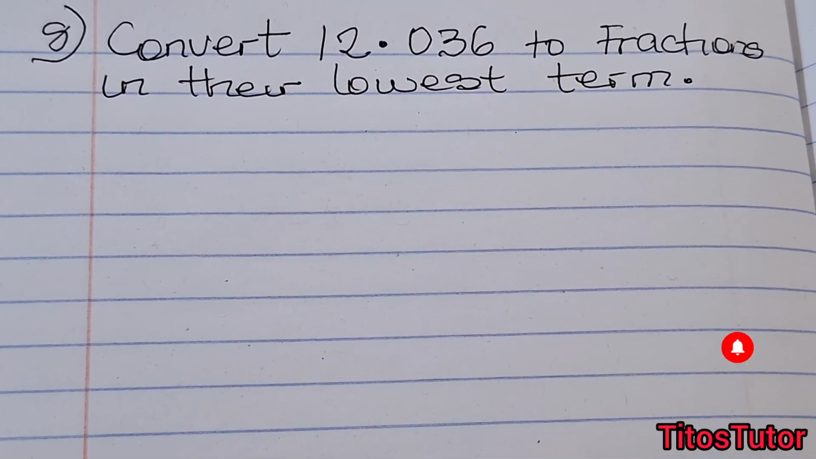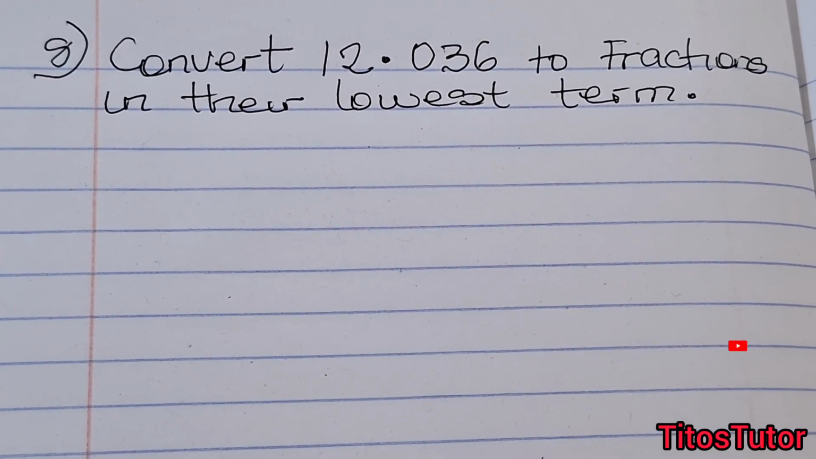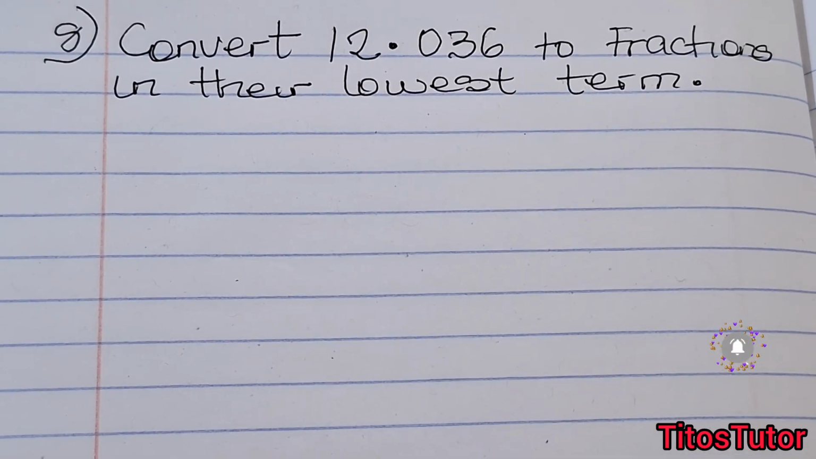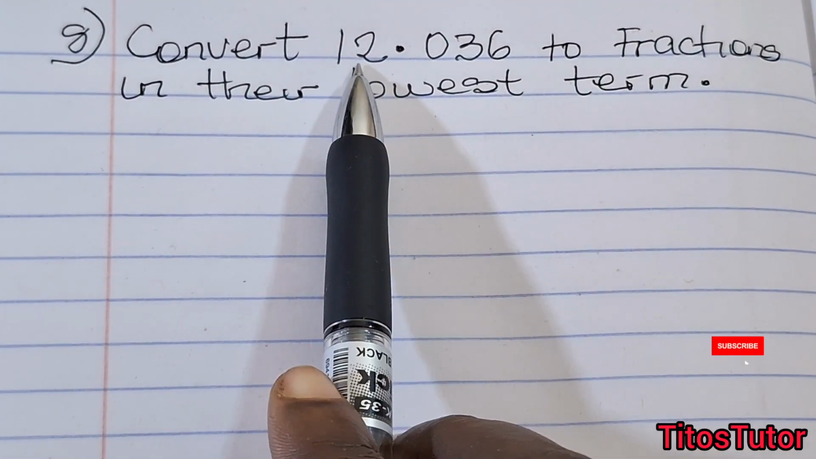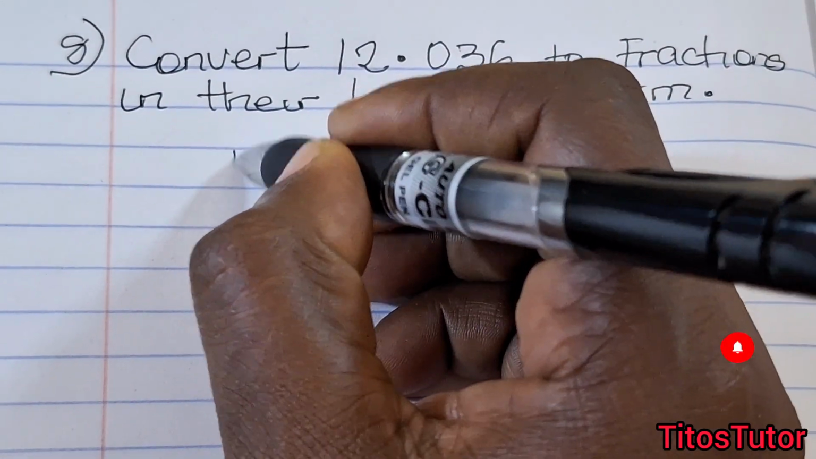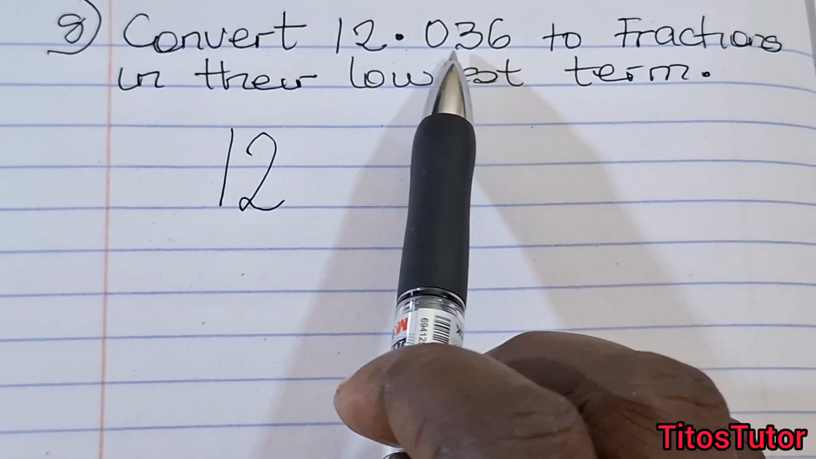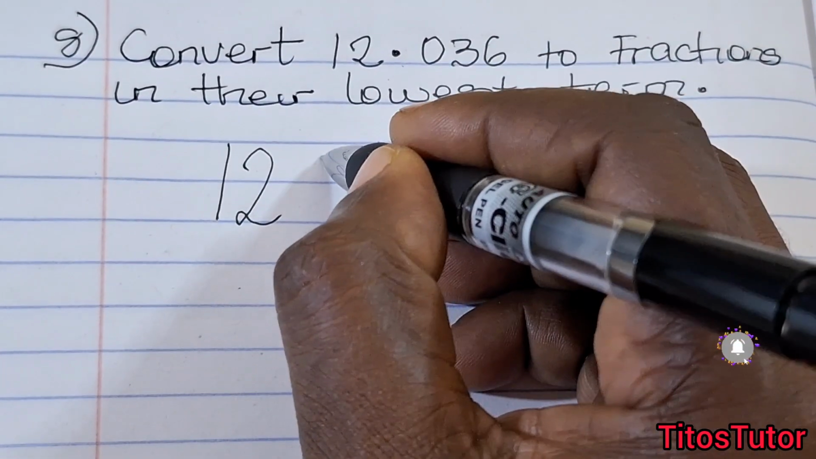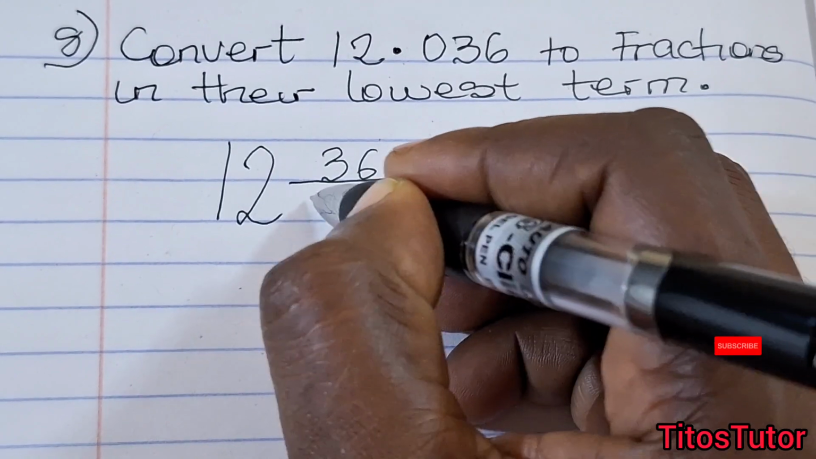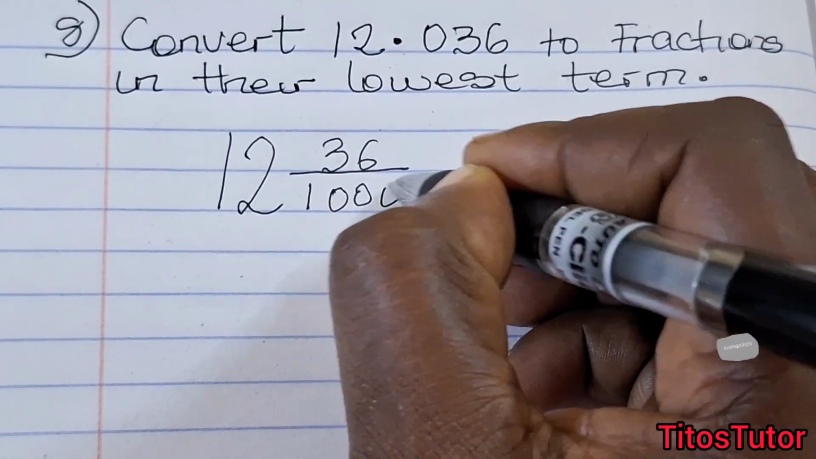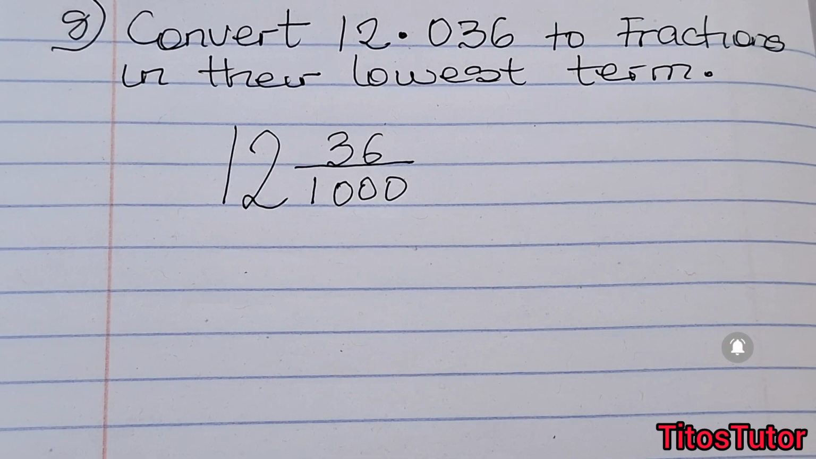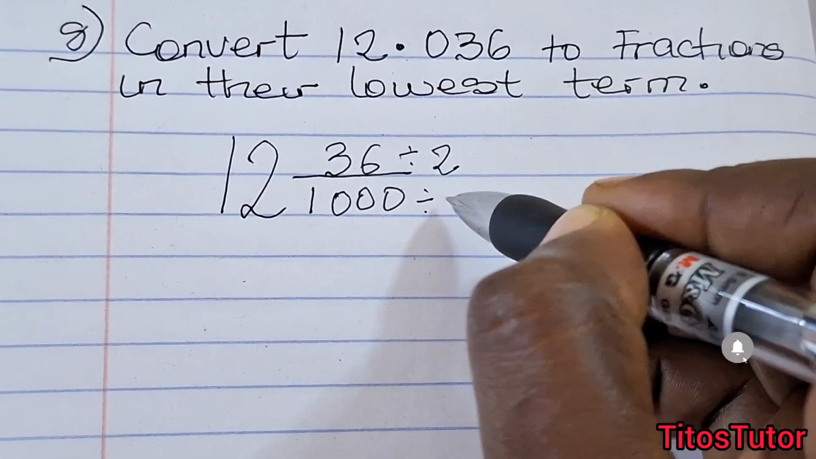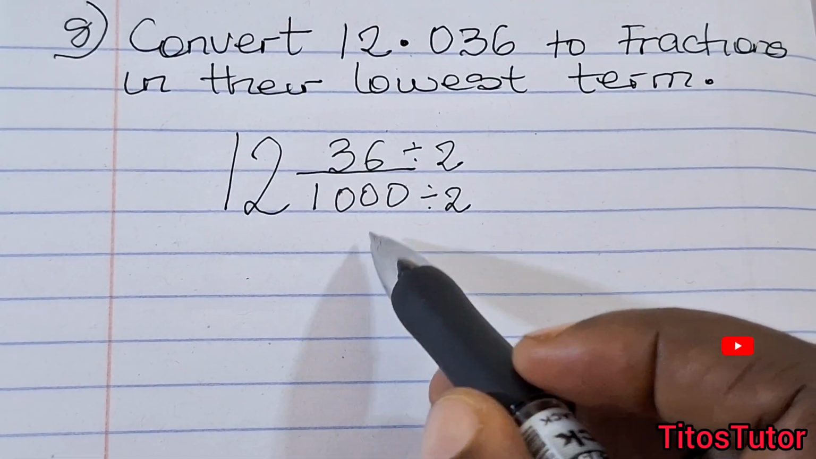Here is our number 8. Convert 12.036 to fractions in their lowest term. 12 is a whole number. So I have 12 whole number. How many decimal places are here? 1, 2, 3, and it's 36. So I have 36 over 1 with 3 zeros. That's how it works. Remember, this is divisible by 2. I must divide this by 2 as well. And let's go.